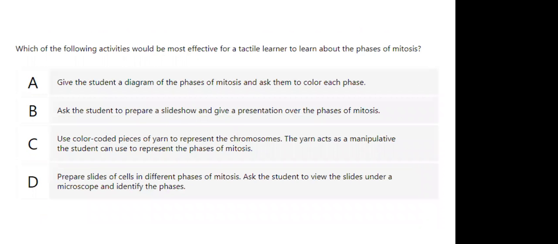The next question: which of the following activities would be most effective for a tactile learner to learn about the phases of mitosis? So in this question, you don't necessarily have to know the phases of mitosis. If you do, that's great, but remember, this is the special education test. So what you should hone in on in the question is, how does that relate to a child having special education services? And that is tactile learner in this particular question. What activities would be most effective for a tactile learner to not just learn about phases of mitosis, but to learn about anything in the classroom is the broader question.